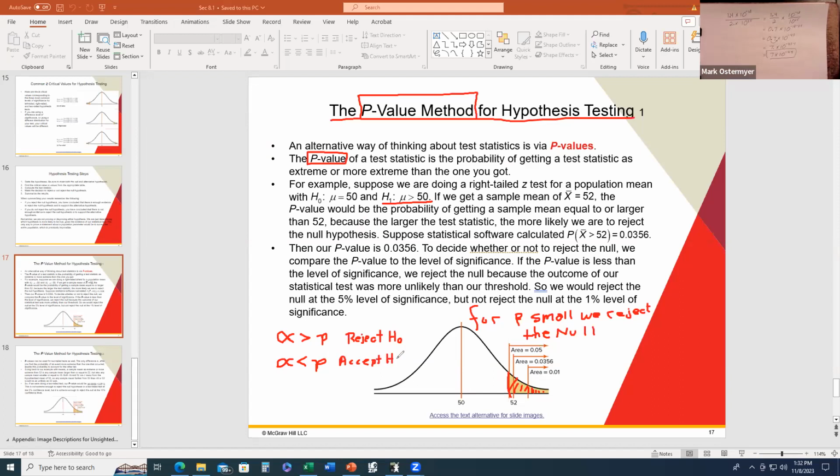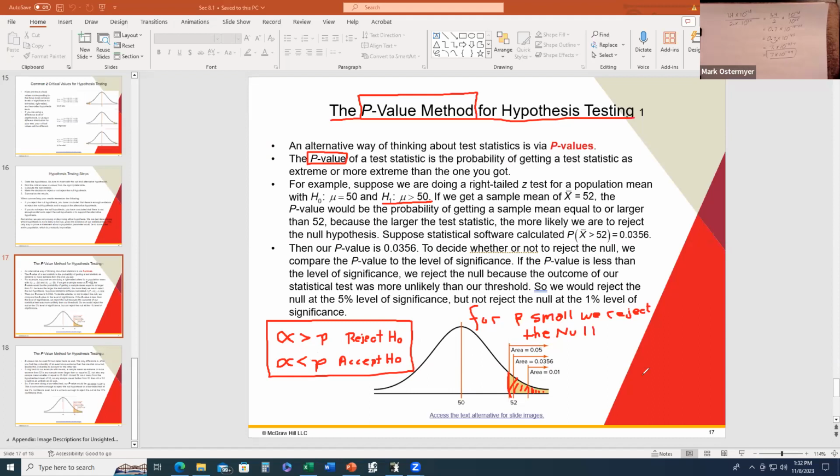Okay. So it really depends on what your p-value is and how it relates to your level of significance. If your p-value is less than your level of significance, you can reject your null hypothesis at that level of significance. If it's not, then you must accept your null hypothesis.